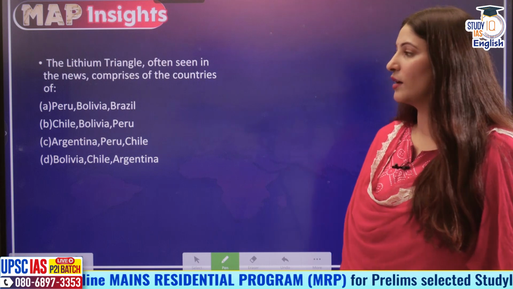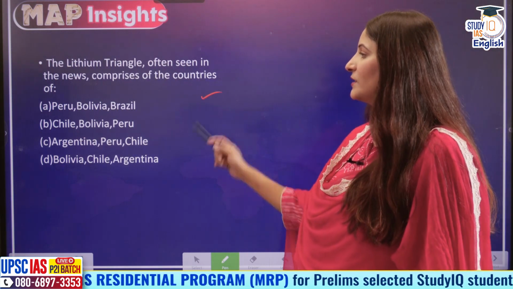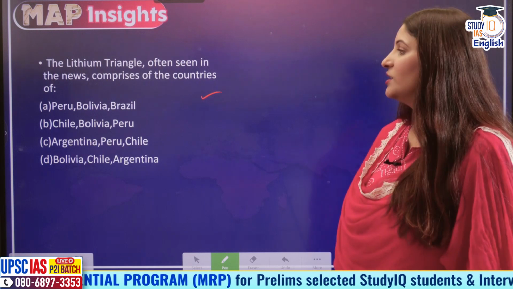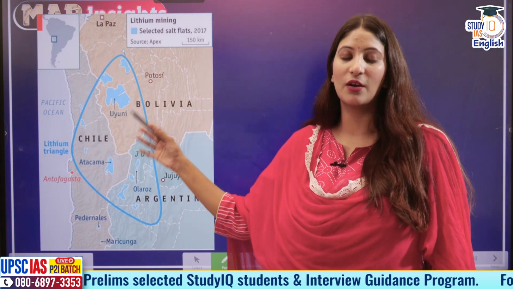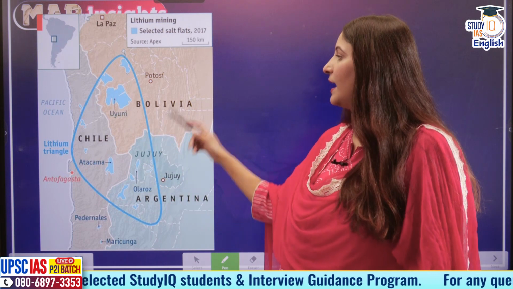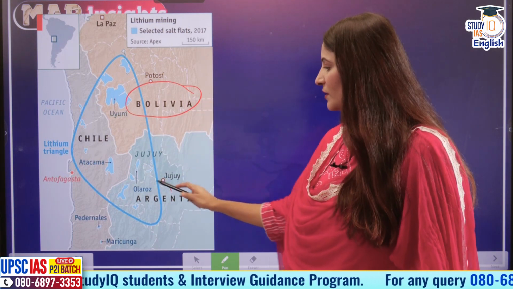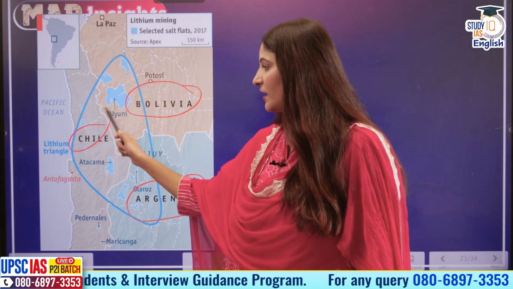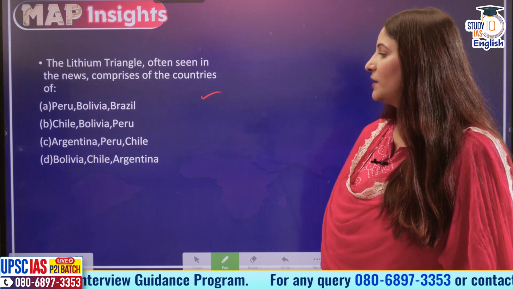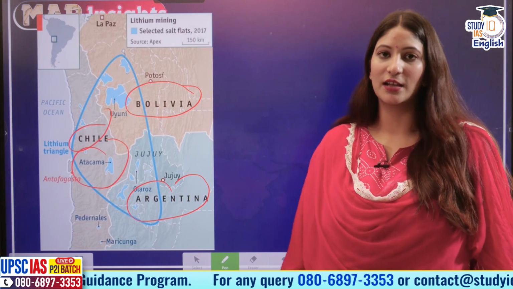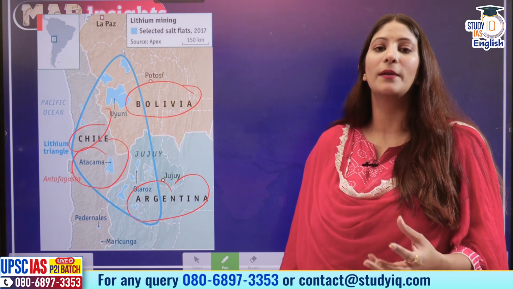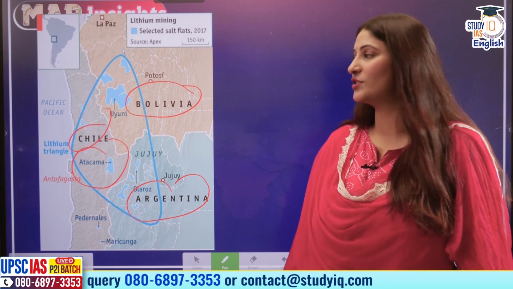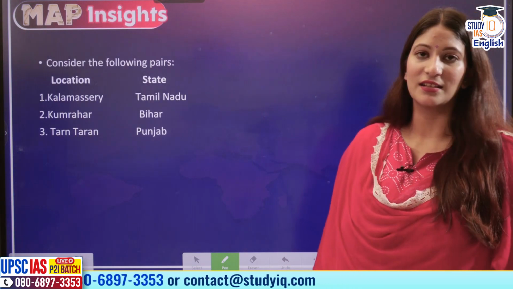Moving on, the Lithium Triangle, often seen in the news, comprises of the countries of Peru, Bolivia, Brazil, Chile, Bolivia, Peru, Argentina, Peru, Chile, and Bolivia, Chile, Argentina. This region consists of deposits of lithium. That is why Lithium Triangle. And it is a triangle between Bolivia, Argentina, and Chile. In Chile, we also have the Atacama Desert. So Bolivia, Argentina, and Chile. India has invested a lot through NGC Videsh so that it can get lithium for many purposes, specifically in the era of digitization.